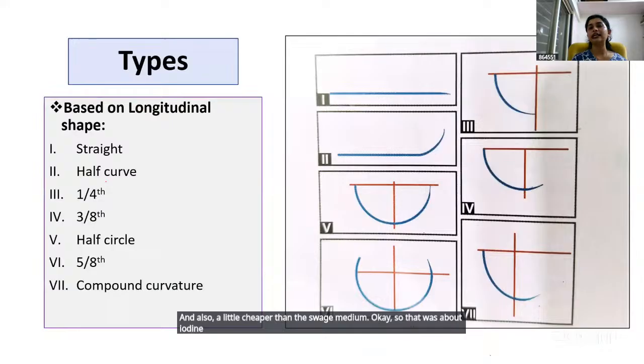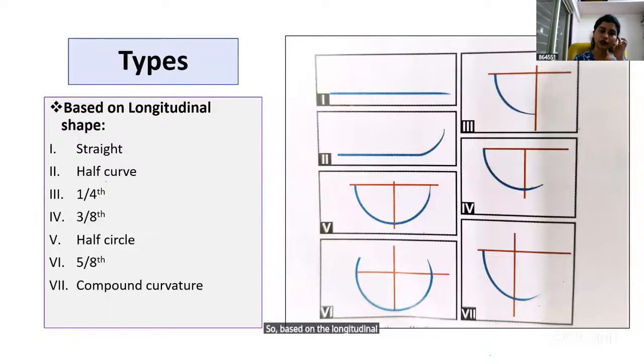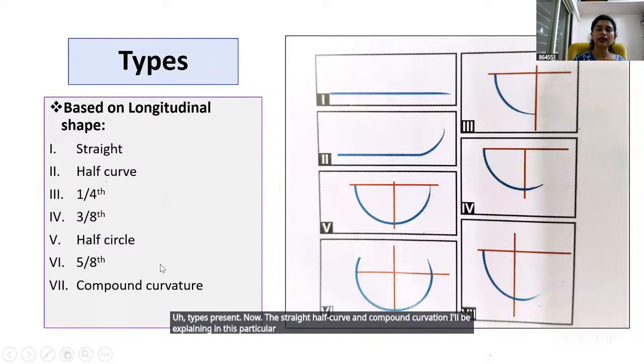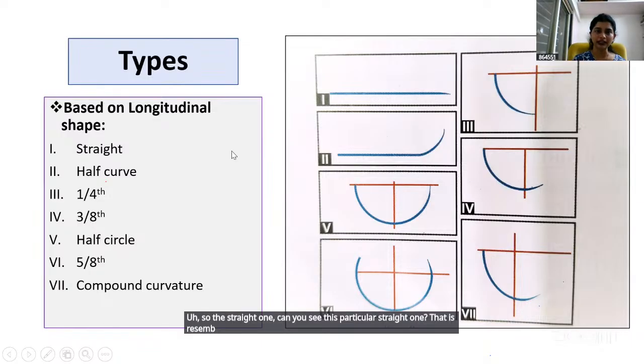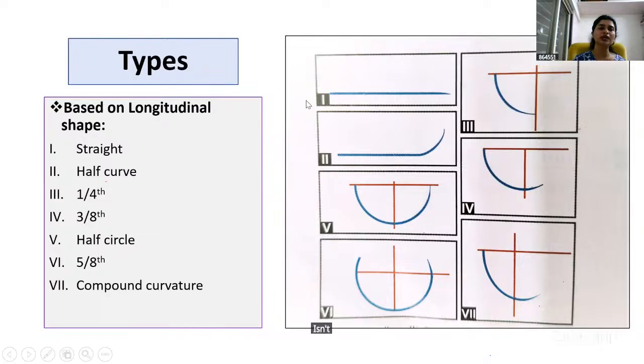Now, coming to the more technical classification of the suture needles. Based on the longitudinal shape, we have different types present. The straight, half curve and compound curvature I'll be explaining in this particular slide. The rest of them I would be explaining in the next slide. So the straight one, can you see this particular straight one that is resembling a sewing needle? Isn't it similar to a sewing needle?